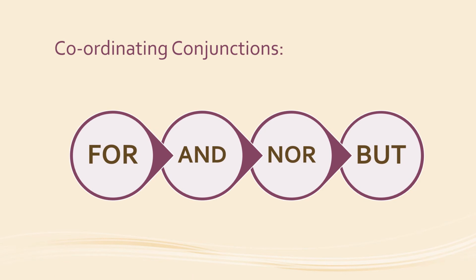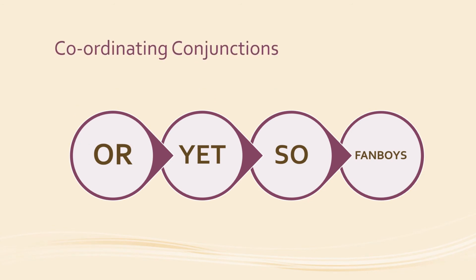What are coordinating conjunctions? The coordinating conjunctions we use in compound sentences are: for, and, nor, but, or, yet, so. If we take all the first letters of these words, it will become FANBOYS. You can see here, these coordinating conjunctions are called FANBOYS. F for, A for and, N for nor, B for but, O for or, Y for yet, S for so.